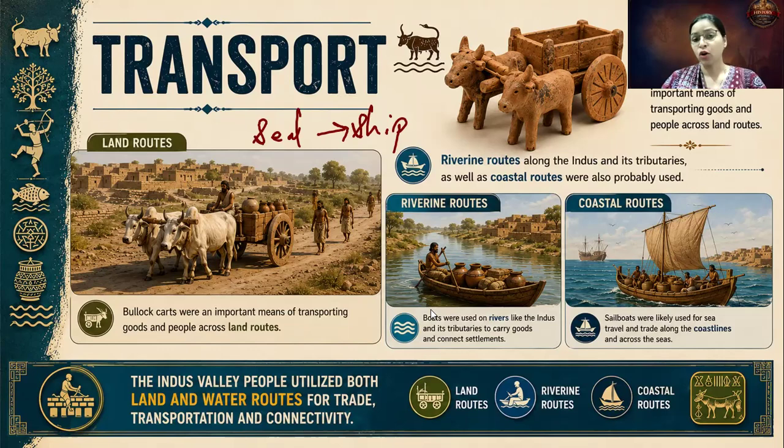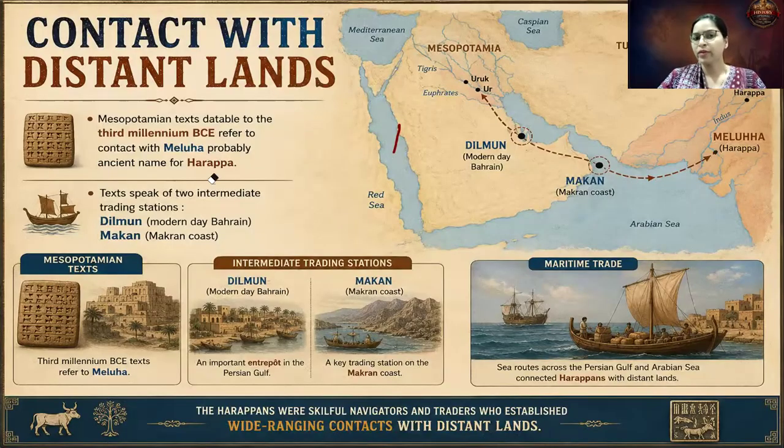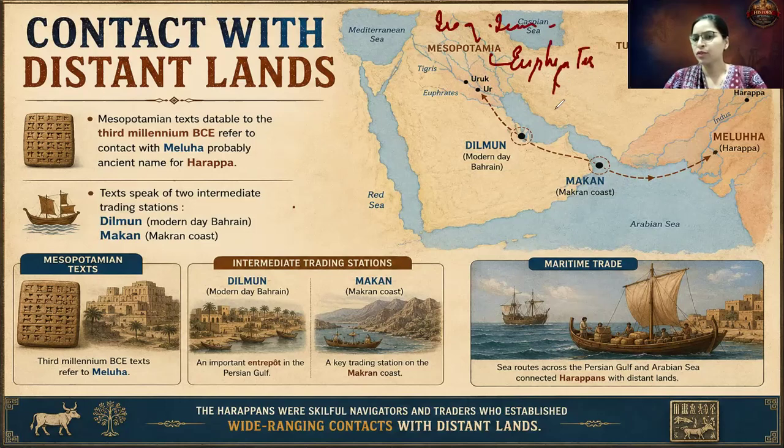Now let us try to understand the contact of the Harappans. Up till now we are aware that Harappans were in contact with the people of distant lands. So who were they? Harappans primarily were in contact with the people of Mesopotamia. Mesopotamia was a contemporary civilization to that of Harappa. It was again a Bronze Age civilization, and it flourished in the present day area of Iraq and Iran. To be precise, it flourished on the banks of two rivers, Euphrates and Tigris.